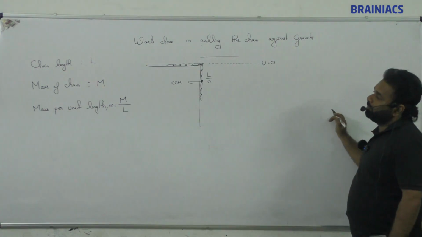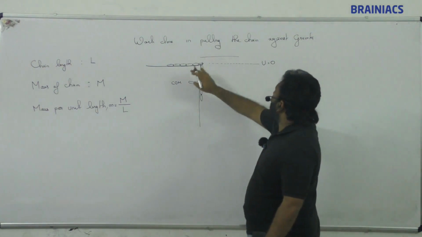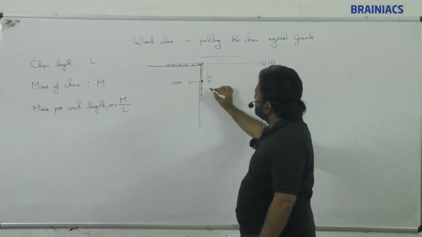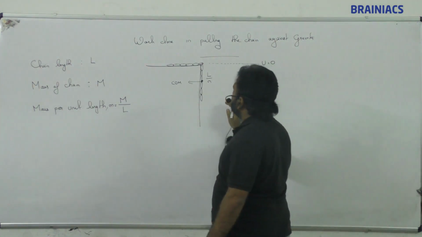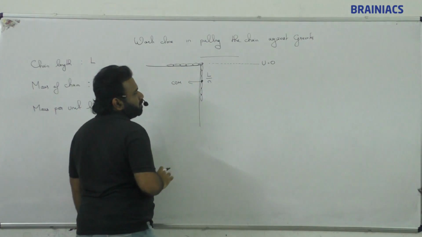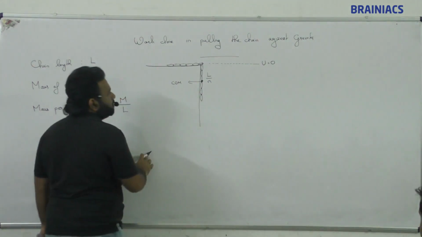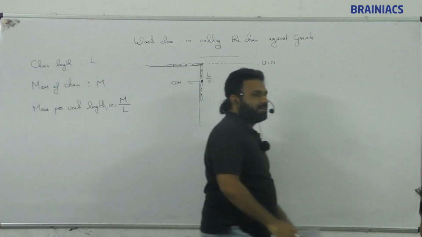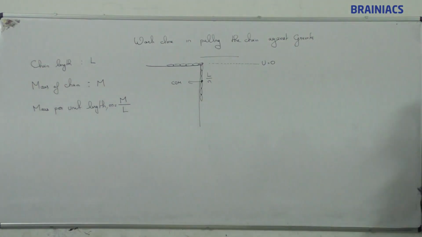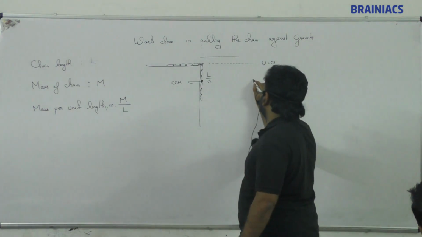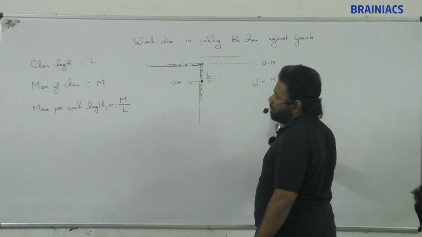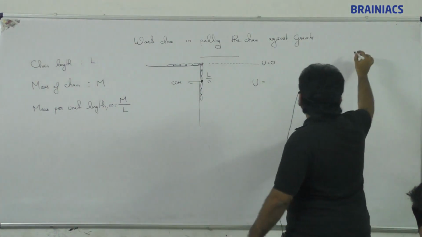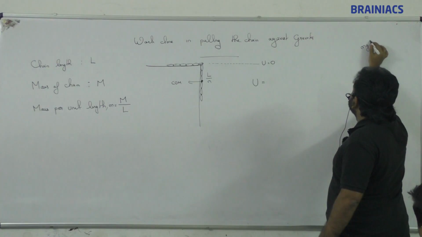Now suppose we want to pull the chain against gravity. This is how gravity will be acting, like this. Correct? What is the potential energy at the center of mass? Can you tell? L by 2N. mgh is the formula.